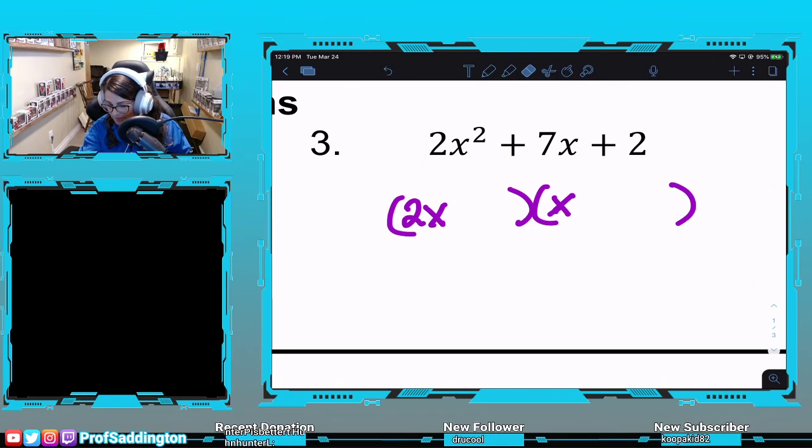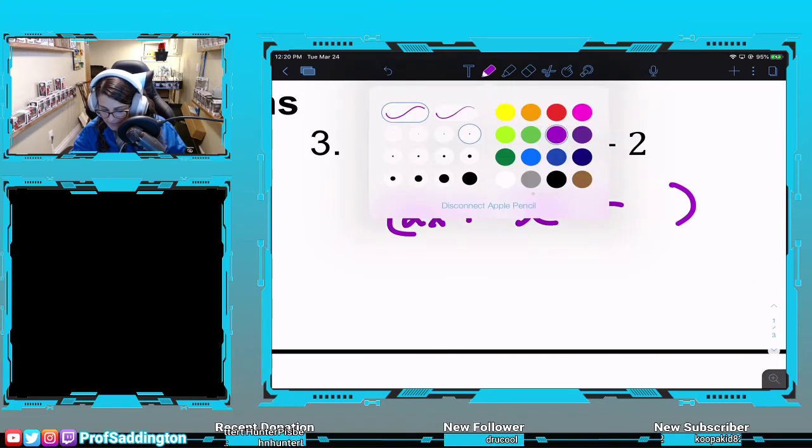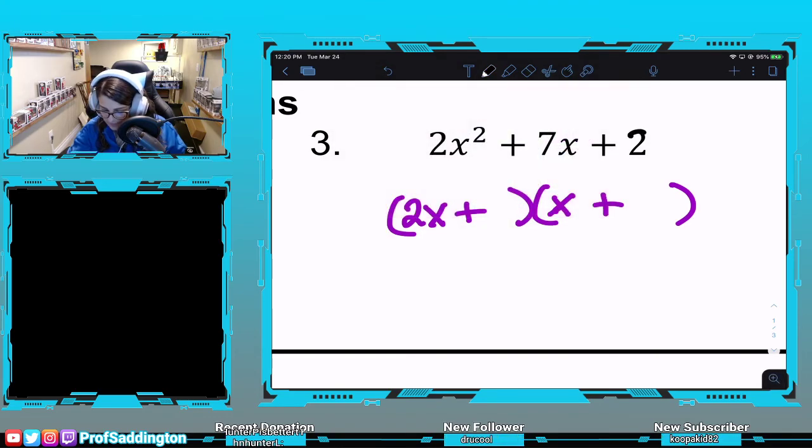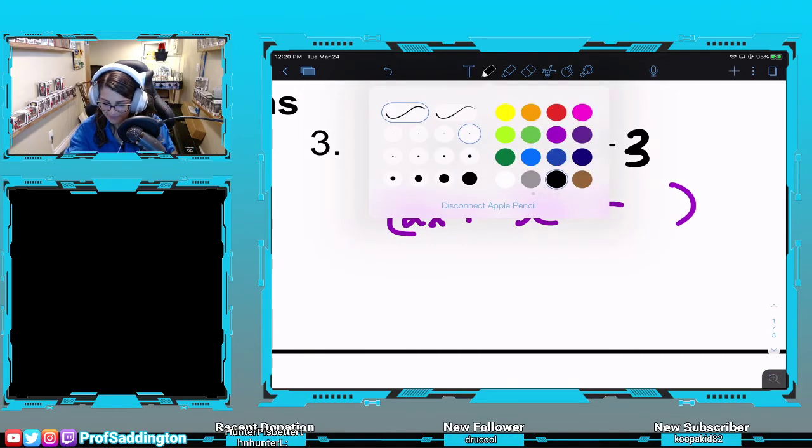And I'm multiplying to get a positive, and I'm combining to get a positive, which means both of my signs in here are going to be pluses. Oh, wait, this one had a typo. Hold on. I forgot. That should be a 3, not a 2. So, my bad. Fix that, please.